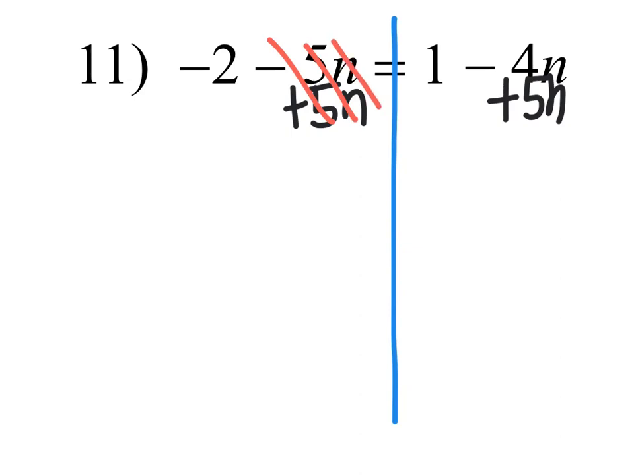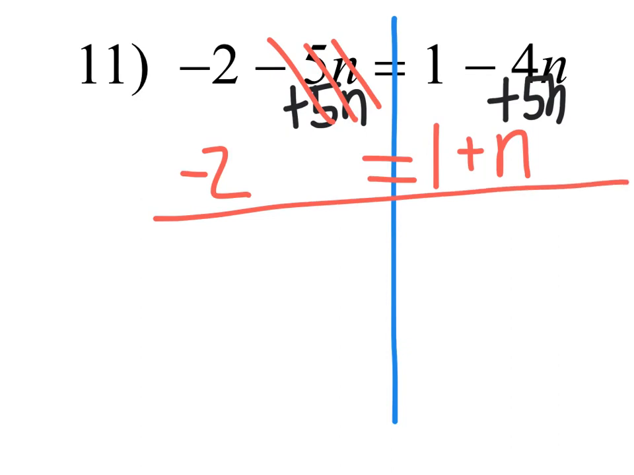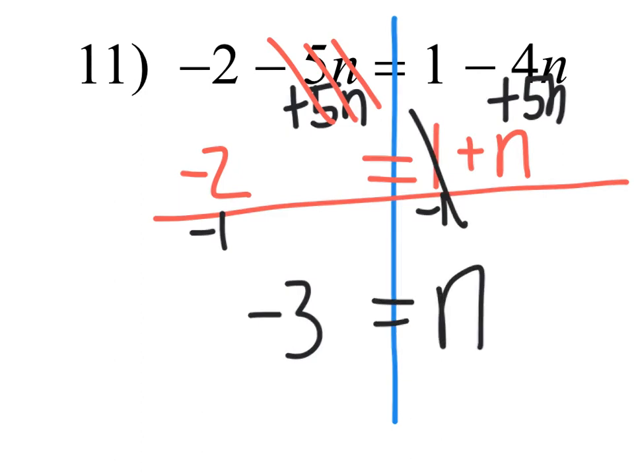I'm going to bring that 2 down, so I have negative 2 equals, I'm going to bring my 1 down, and just like before, negative 4 plus 5 is a positive 1n. I'm just going to write plus n. I've got to still move that 1 because I got to get it away from everything else, so I'm going to subtract 1, subtract 1. Negative 2 minus 1 is going to be negative 3 equals, and over here these two cancel and I'm left with just n. Now onto the back side.